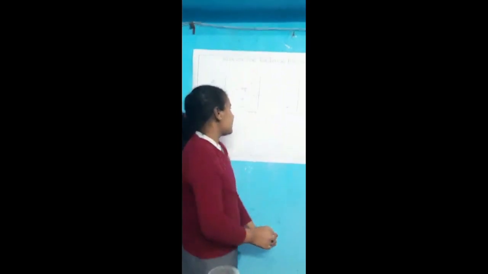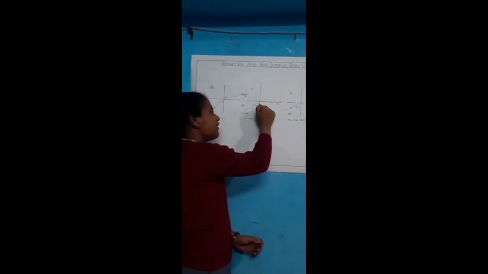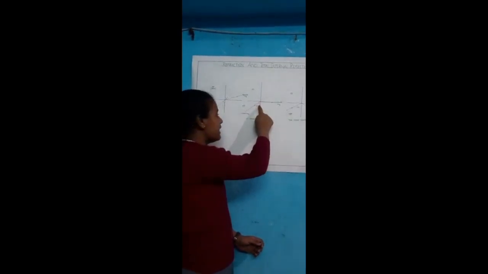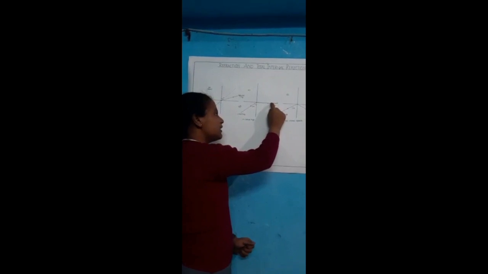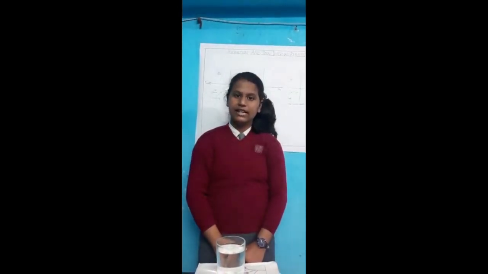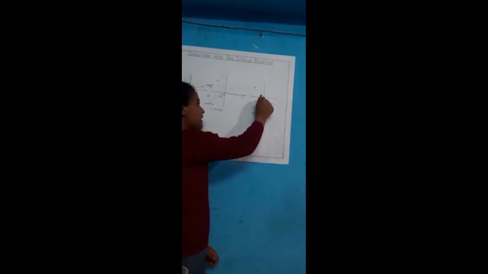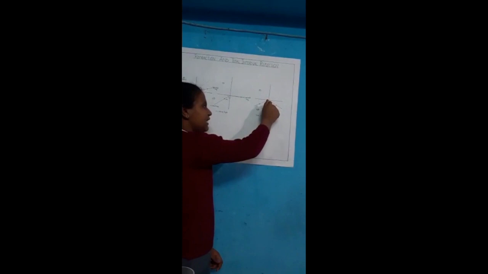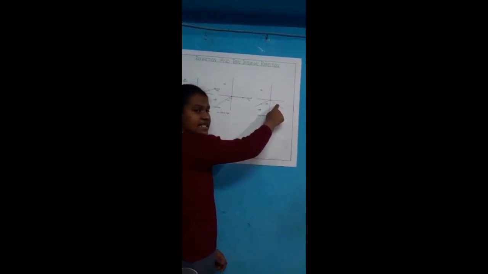Now let us know what the critical angle is. If we increase the angle of incidence up to a certain extent, the refracted ray becomes parallel to the surface of the water. At this point, the angle of incidence is known as the critical angle. If we further increase the angle of incidence beyond the critical angle, the light ray gets reflected back into the same denser medium.